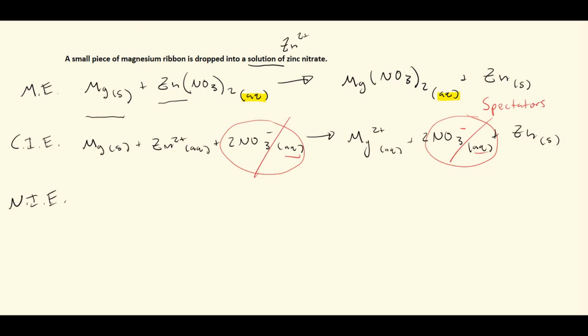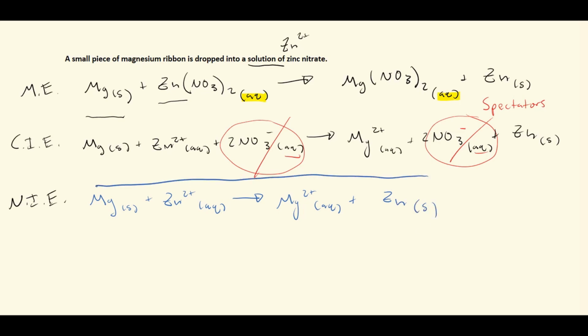And now we can go ahead and write our net ionic equation, which is magnesium solid plus zinc ion, giving us magnesium ion plus solid zinc. And this is the reaction that takes place in this statement. And what happened is basically a transfer of electrons. So this is a redox reaction. Something was reduced and something was oxidized. We had a transfer of electrons.